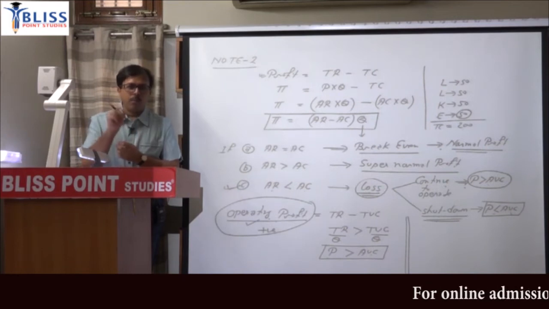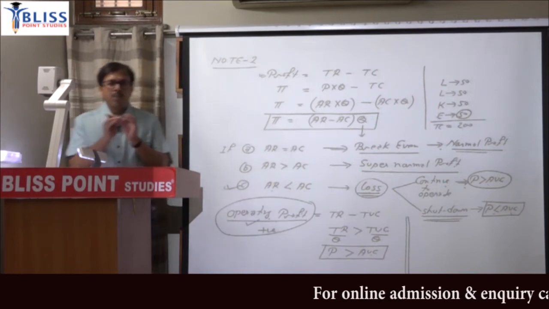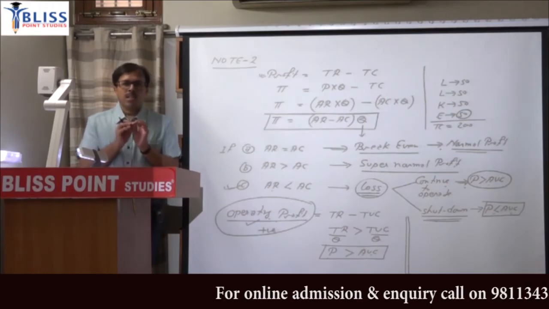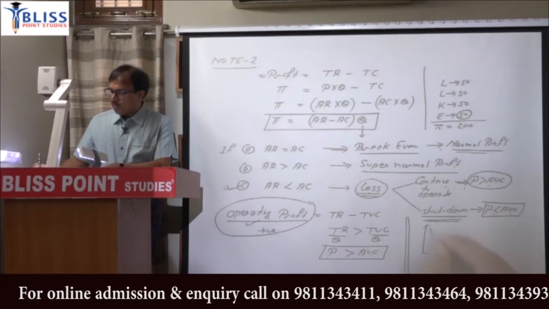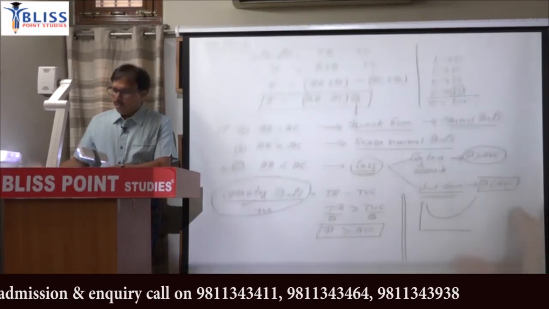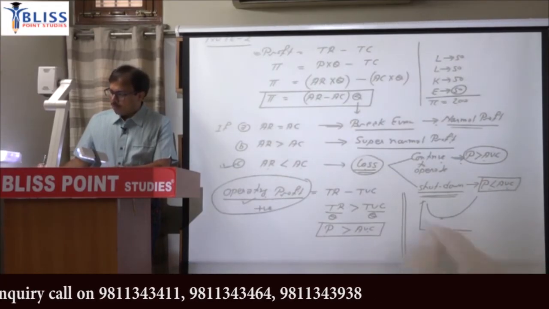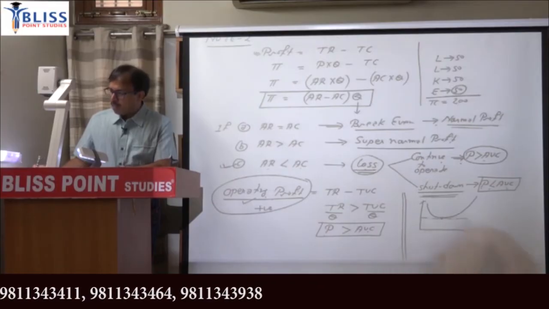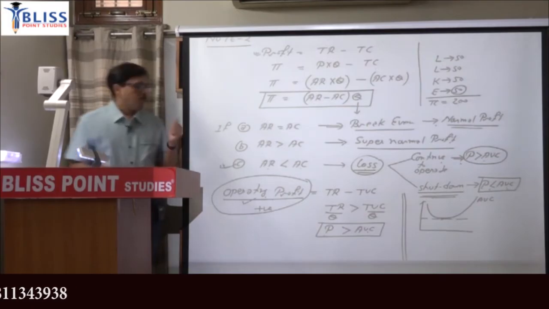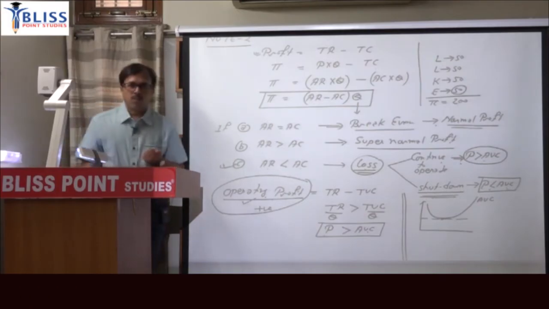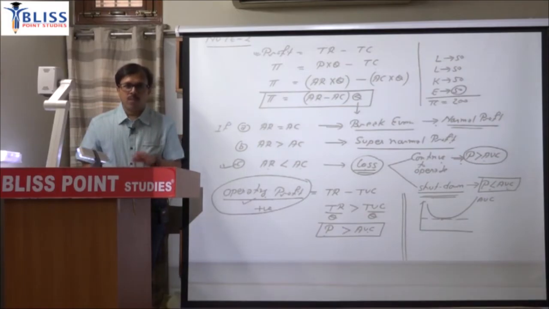Average variable cost का जो minimum point होगा, at that point whatever be the price, you can call that price as shutdown price. Like for example, if I draw average variable cost in this form, U shape, its minimum point, this price will be considered as the shutdown price. So shutdown price is equal to what? Minimum of average variable cost. Minimum of average variable cost is the shutdown price.